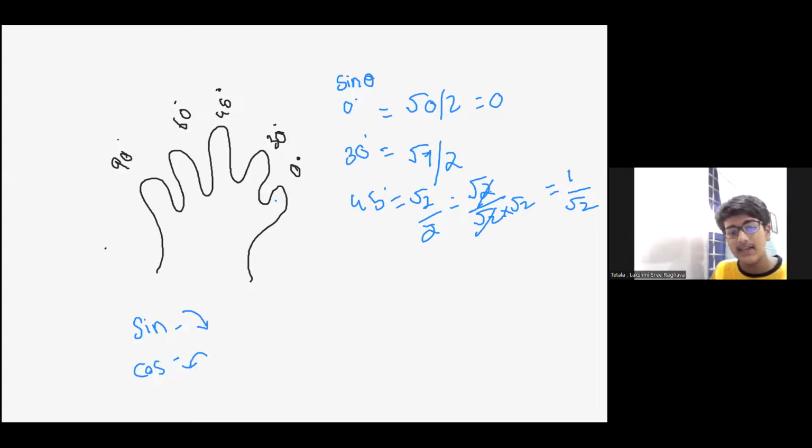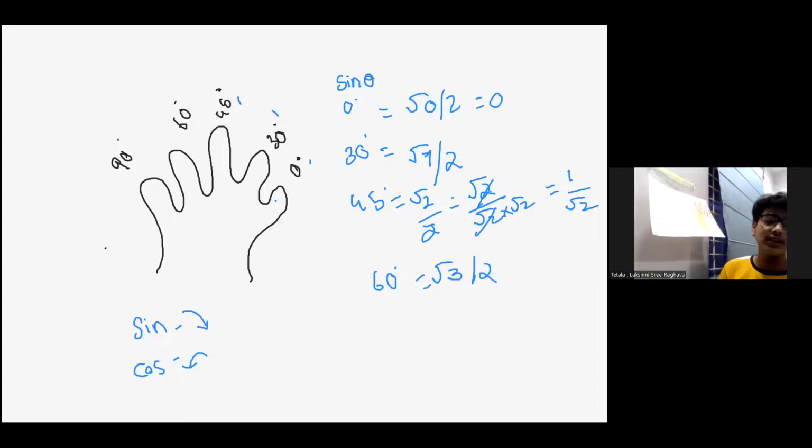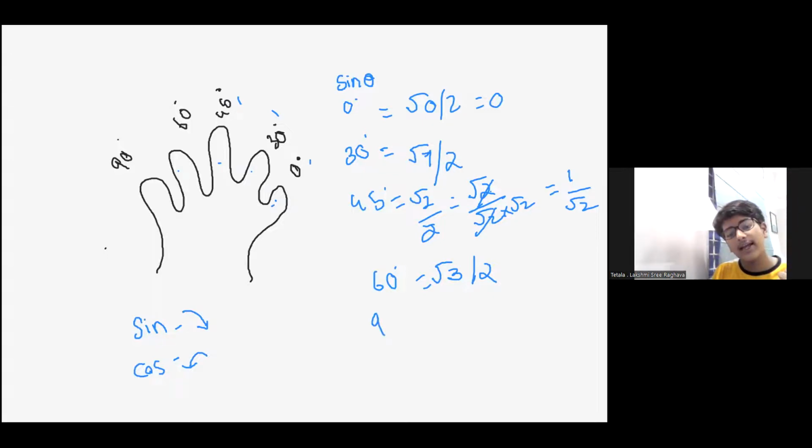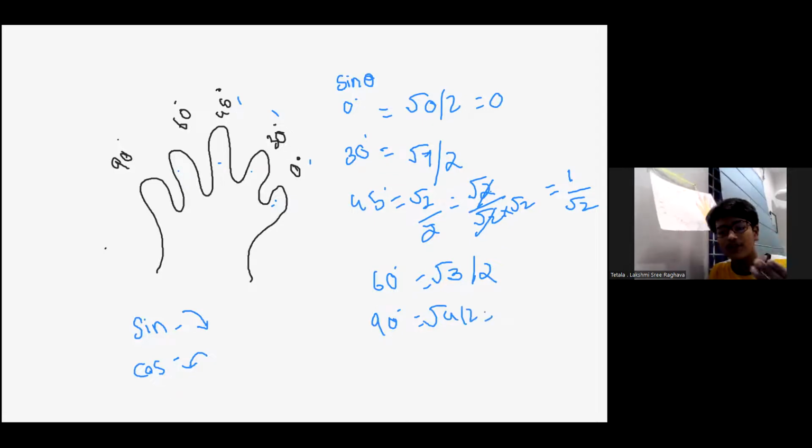Next, 60 degrees. When we come to 60 degrees, how many fingers are left? 1, 2, and 3. So root 3 by 2. Next, 90 degrees. 1, 2, 3, 4 fingers are left. So sine 90 degrees is equal to root 4 by 2. Root 4 is 2, since 2 twos are 4. So it is 2 by 2, which is 1.